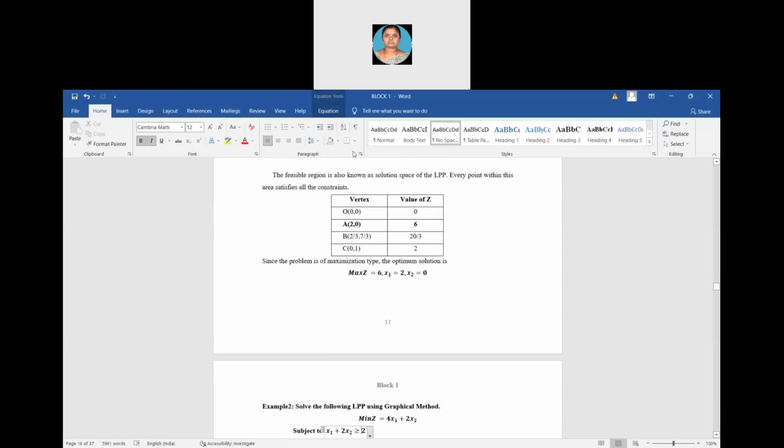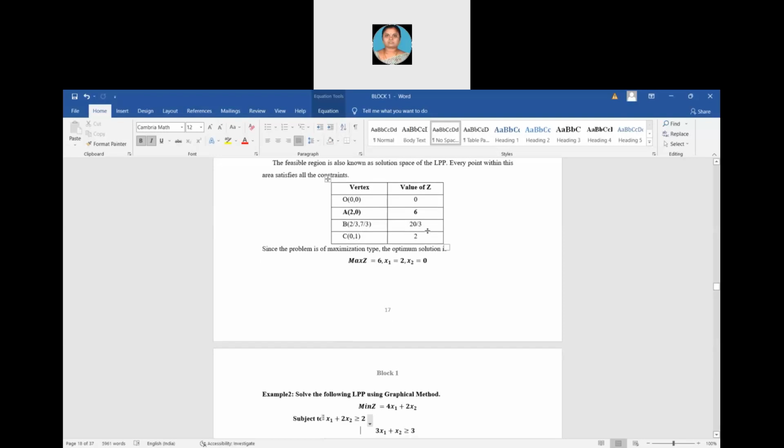And then 2 by 3 comma 7 by 3 gives 20 by 3. 0 comma 1 is nothing but 2. Among these, which is the highest value? Only 6 is the highest value. Therefore, we can solve the problem. The maximum z value is 6, and the corresponding decision variable values are x1 equal to 2 and x2 equal to 0. So this is the graphical method of solving the constraints by using the objective function. This is the first example.